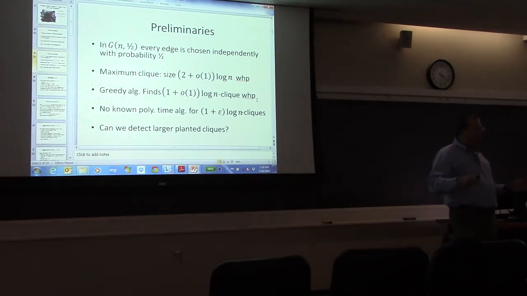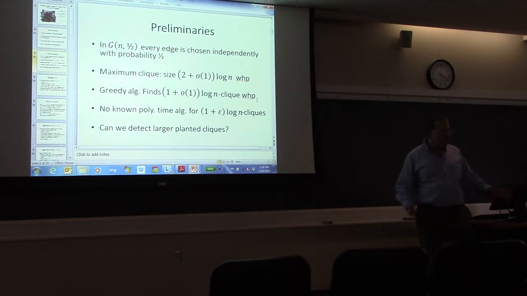But the best efforts of science have not yielded a clique of size 1% better than that. So we know out there are cliques of twice log base 2 of n, but no one knows how to find even 1% better than log base 2 of n. So this is one challenge. Very, very hard, but maybe the right idea has been missing.